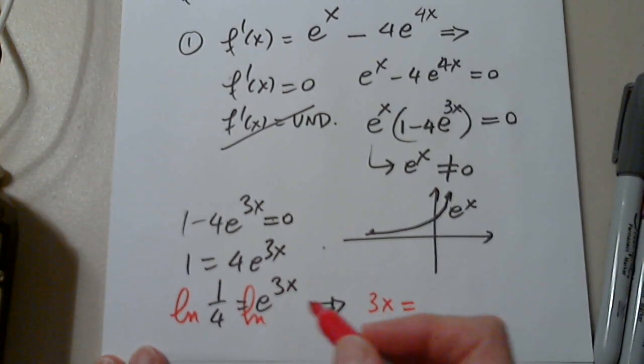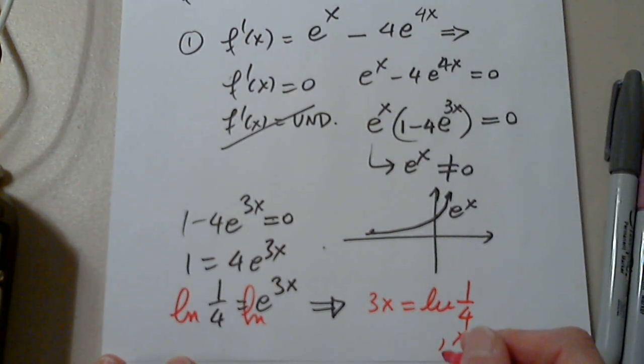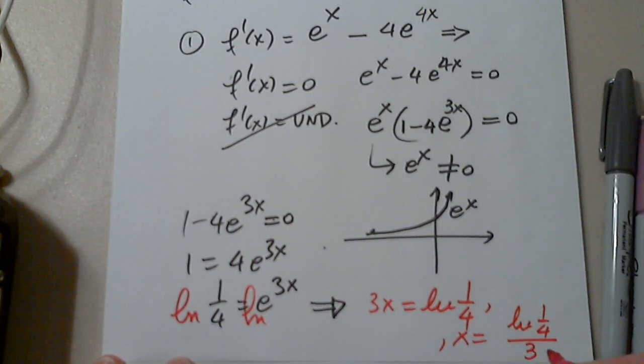So then 3x will equal natural log of 1/4, and I have to divide by 3. Awesome. So x equals natural log of 1/4 divided by 3.